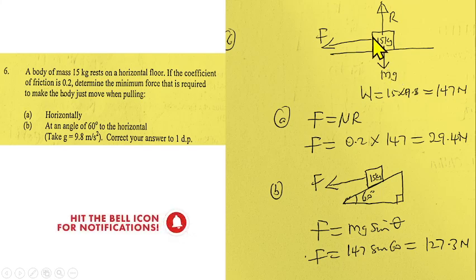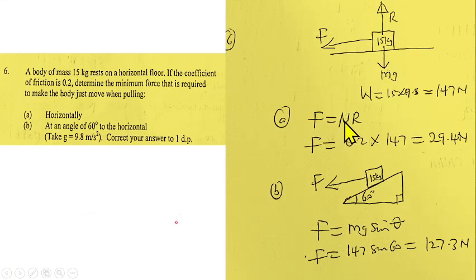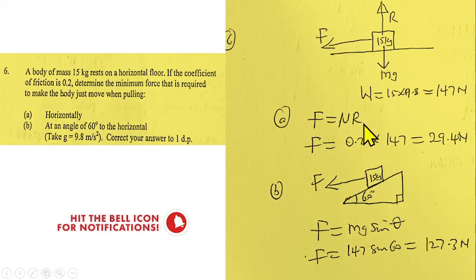the object. And we know that friction force is equal to the coefficient of friction multiplied by the reaction. So we are looking for the force that can move it horizontally, which is F equals 0.2 times the reaction, which is equal to the weight, and that will be 147. So 0.2 times 147 will give us 29.4 Newton as the horizontal force that can move this object.